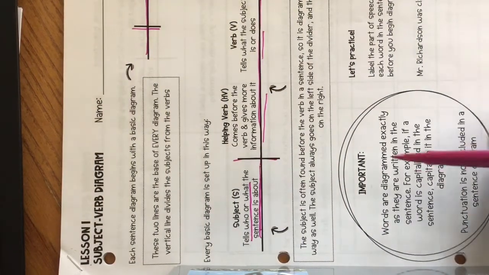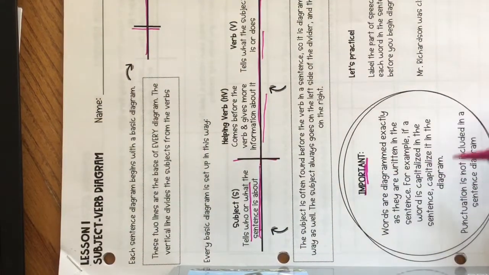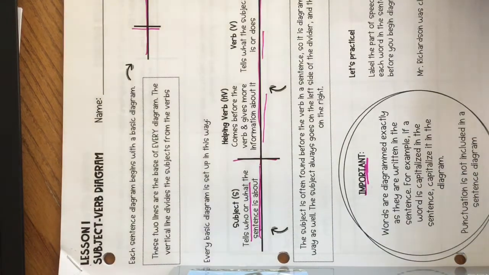Okay, what's important to remember here, if a word is capitalized in the sentence, you should capitalize it in the diagram. Or if it is not included, like a punctuation mark is not included, then don't put that in your sentence either, okay? So we're gonna practice, we're gonna label the part of speech of each word in a sentence before we even start doing any diagramming, okay? So let's look at our first sentence here.